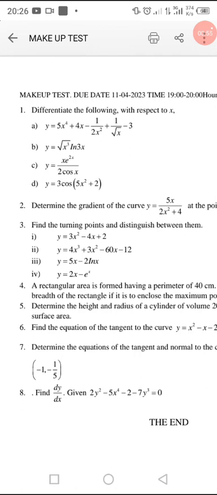I've got the first question, which is y is equal to 5x to the power 4 plus 4x minus 1 over 2x squared plus 1 over the root of x, divided by 1 over the root of x minus 3. The question says differentiate the following with respect to x.